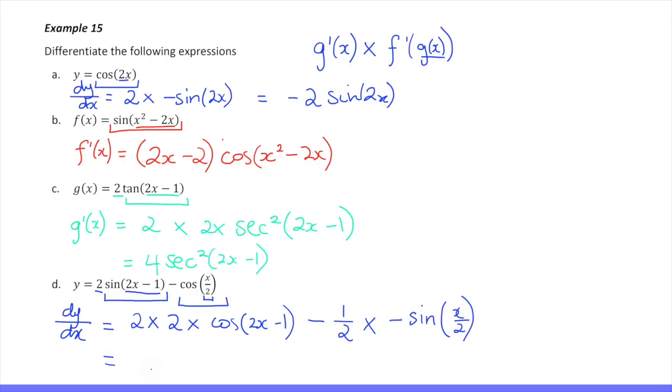Let's just put this all together. 2 times 2 is 4. A negative and a negative makes a positive, and that will be a half sine x on 2. And that's pretty much it for the derivatives of circular functions.